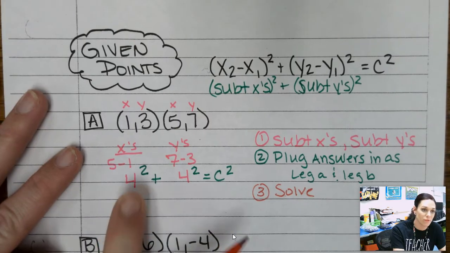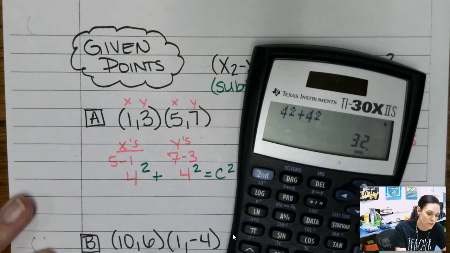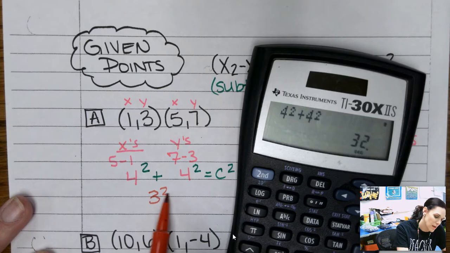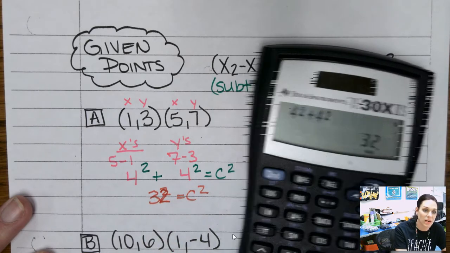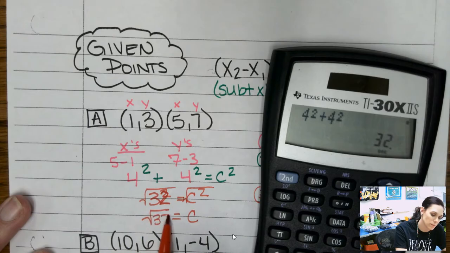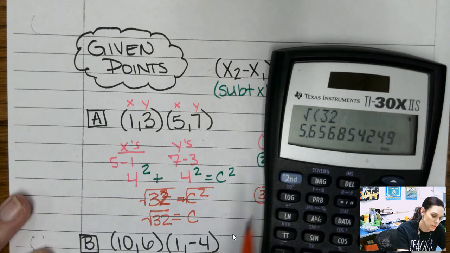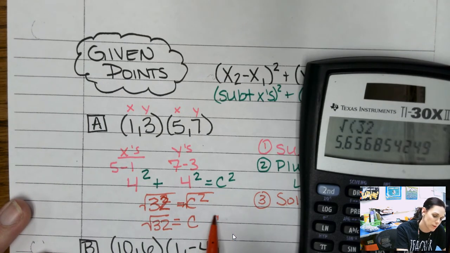All right, so we get 4 squared plus 4 squared, and that gets us 32 equals c squared. And just like with anything else, I need to then take the square root of those answers. So c equals the square root of 32. So c, I ran out of room, is approximately 5.66 squares.